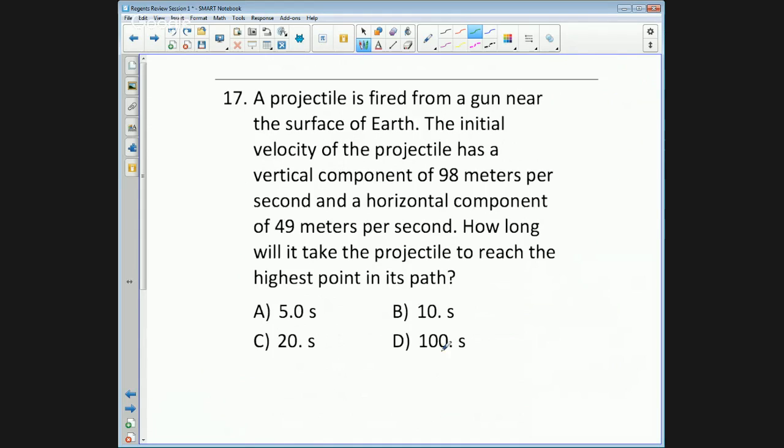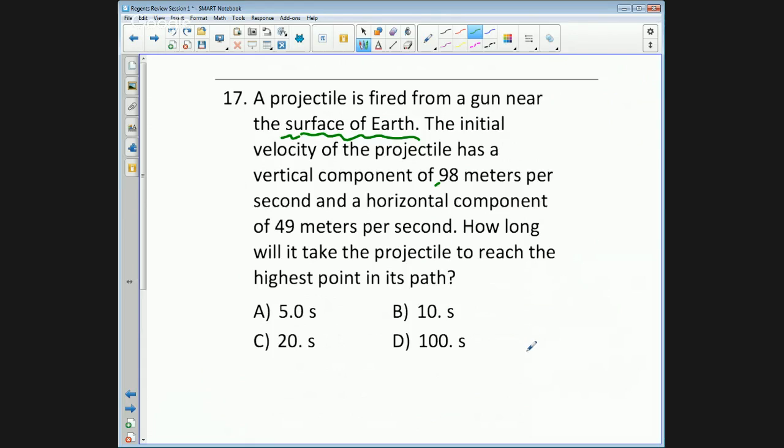Moving on. Number 17, a projectile is fired from a gun near the surface of Earth. This is important, near the surface of Earth. The initial velocity of the projectile has a vertical component of 98 meters per second and a horizontal component of 49 meters per second. How long will it take the projectile to reach the highest point in its path?